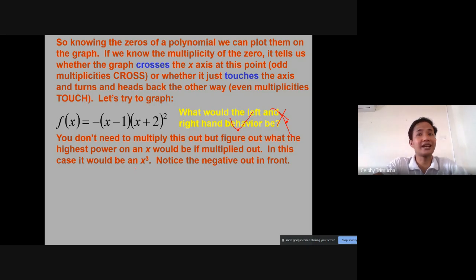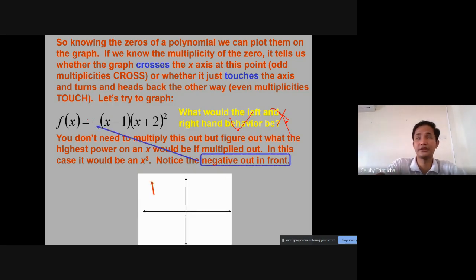So notice the negative out in the front. We have a negative coefficient. That means that if the x cubed were positive, the graph would go down on the left and go up on the right. Since it is negative, the graph goes up on the left and goes down on the right.